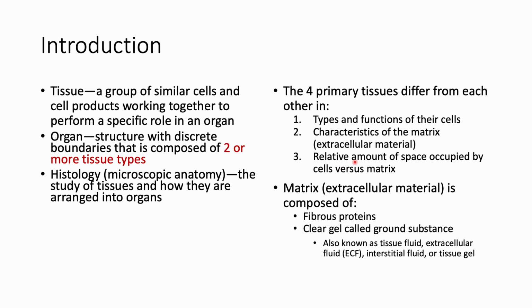You'll hear me say matrix and extracellular material. What is that? It is composed of fibrous proteins and a clear gel called the ground substance. What is that ground substance? It is also known as tissue fluid, extracellular fluid, interstitial fluid, or tissue gel. All right, so you'll hear me say these terms over and over again.